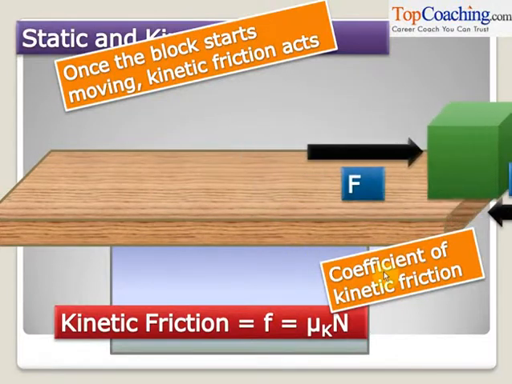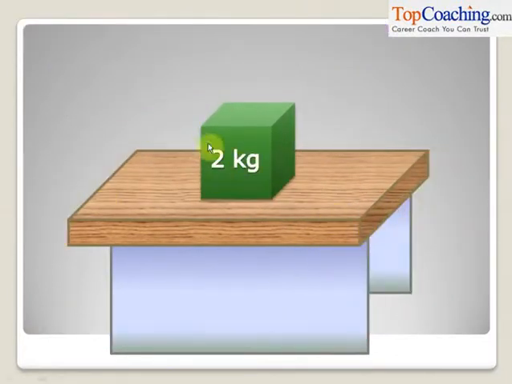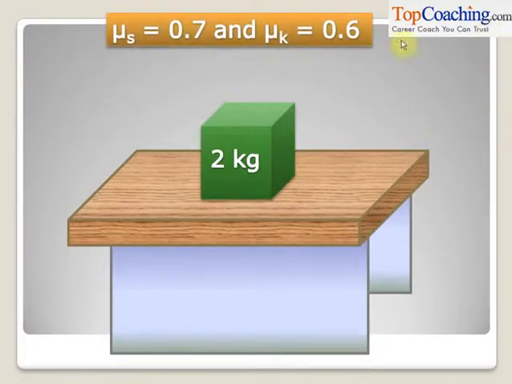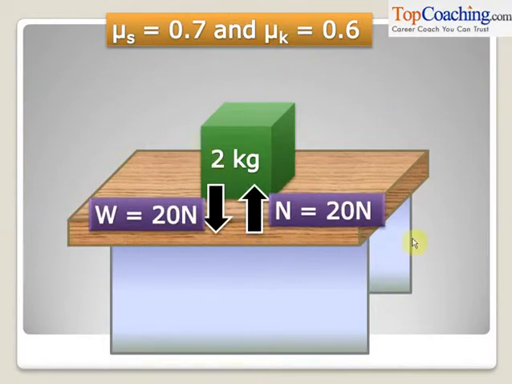I know all this sounds complicated, so let us consider another case and let us understand mu s and mu k and friction force better. Take this block of mass 2 kg placed on the table. The value of mu s between this block and the table surface is 0.7, and the value of mu k, the coefficient of kinetic friction between this block and this table, is 0.6. Understood? Now, the weight of the block is 20 Newton, and so the normal reaction will also be 20 Newton, isn't it? Because the block is at rest in the vertical direction.